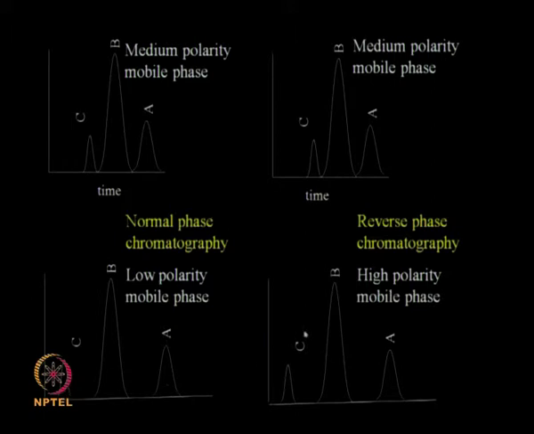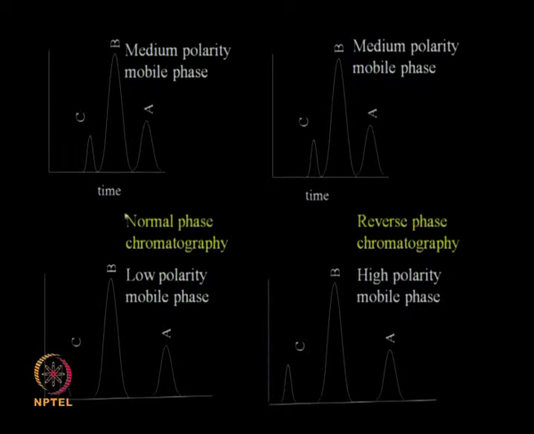Now let us go to reverse phase chromatography where the stationary phase is a hydrophobic material like a C18 type of material. Okay. So now if the peaks are very close, what do you do? You change the polarity to high, from medium you go to high. So when you go to high polarity, that means polar components are retained in the solvent, so the separations are much better.